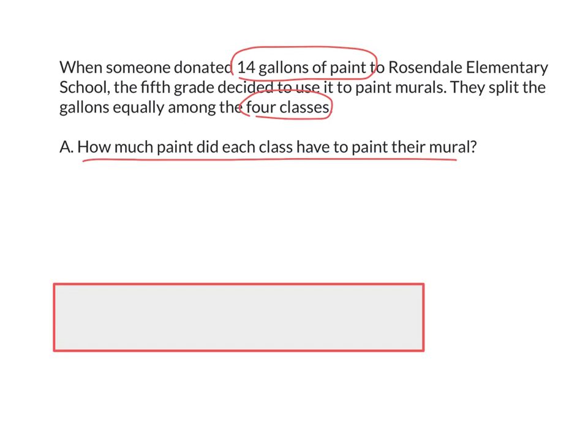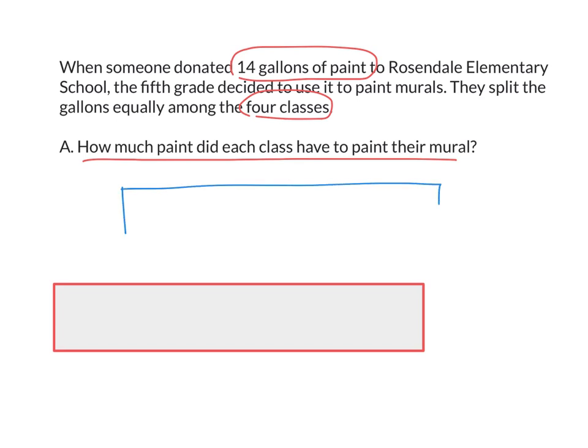We know the important information. There's 14 gallons of paint altogether. We have to split it into 4 classes, split it by 4 classes. So now we have to move on to step D, which stands for? Draw. Go ahead and draw a tape diagram that demonstrates or depicts what this situation is saying.